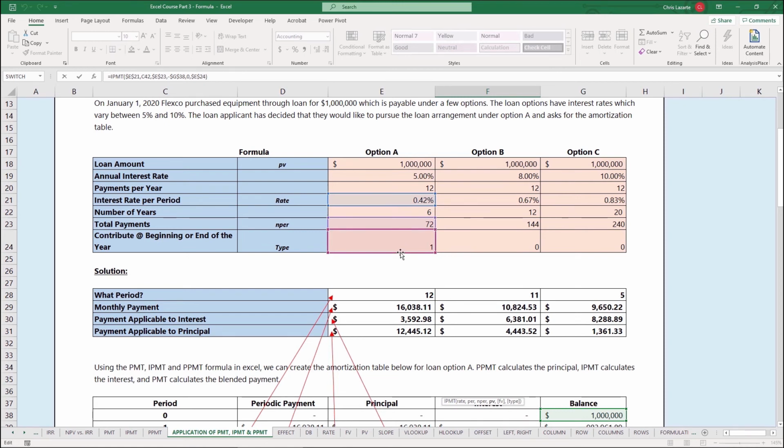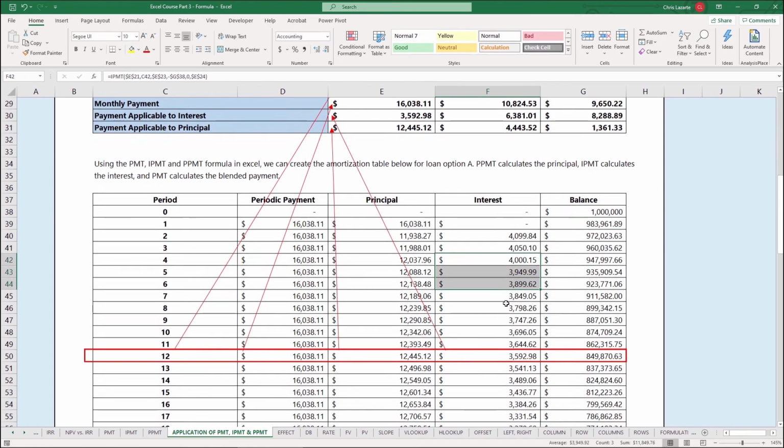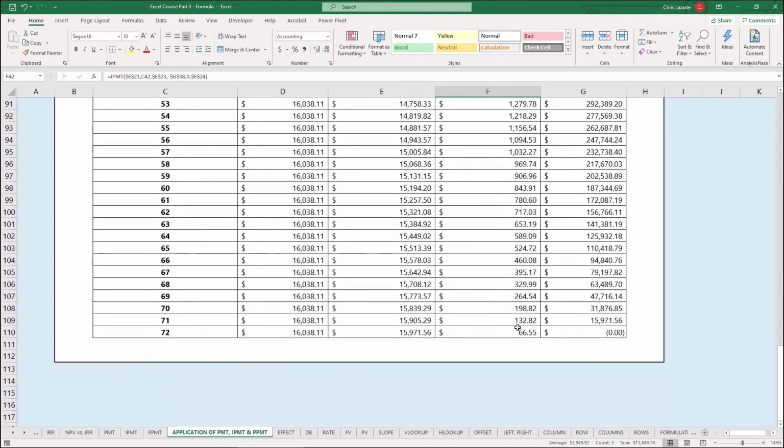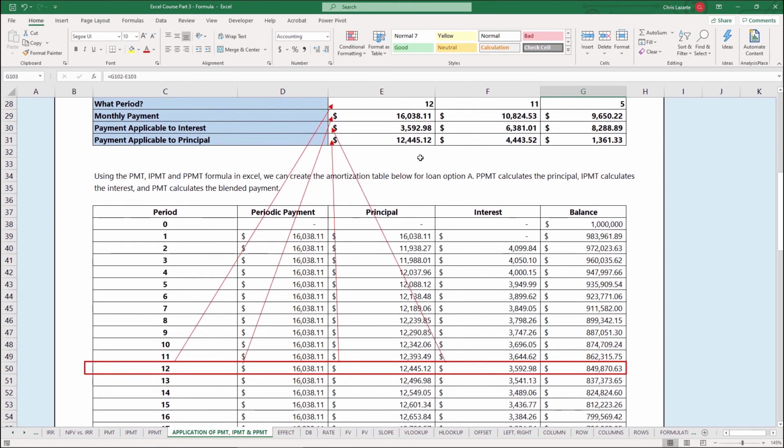And if I drag that down through the formula, I can create this loan amortization schedule, which shows the principal amount, the interest amount, the total payment, and the end of month balance for the loan until it gets paid off. If I want to spot check, I can see that in month 12, it equals what I had previously calculated up in cells E28 through E31. For instance, the total payment is $16,038.11, which agrees to cell D50.